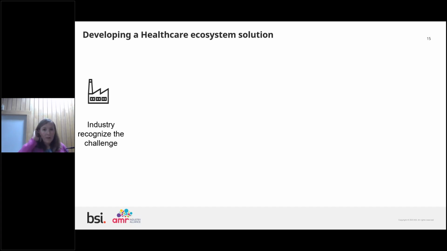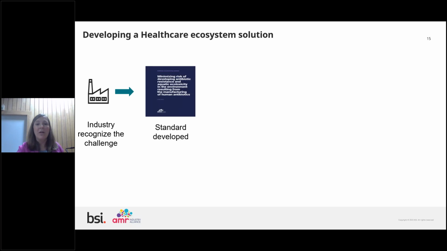About 3 years ago, we engaged with the pharmaceutical industry as well as academics and policymakers to understand the challenge of wastewater discharge in a manufacturing environment, and how to start mitigating that risk so that we can mitigate the ultimate resistance that could come from it. After we recognized the challenge and agreed that something needed to be done, the call to action was the development of a standard.